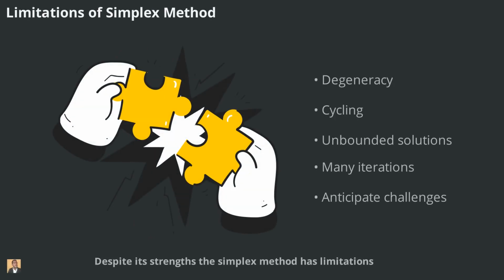Despite its strengths, the Simplex method has limitations. It may encounter issues with degeneracy, cycling, or unbounded solutions. In rare cases, the algorithm can take many iterations to reach the optimal solution. Understanding these limitations helps you anticipate challenges and apply the method effectively.